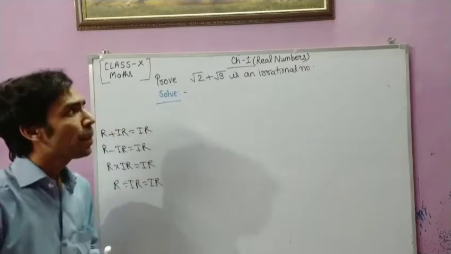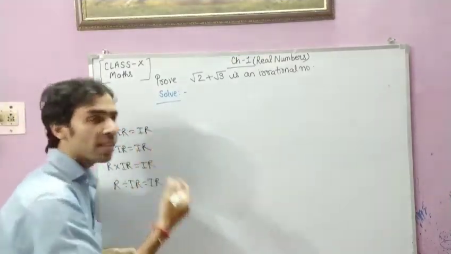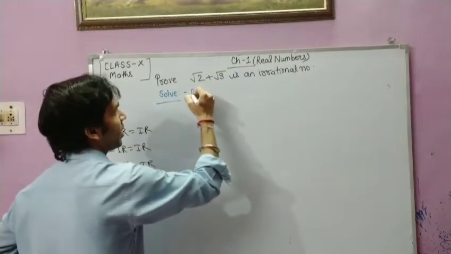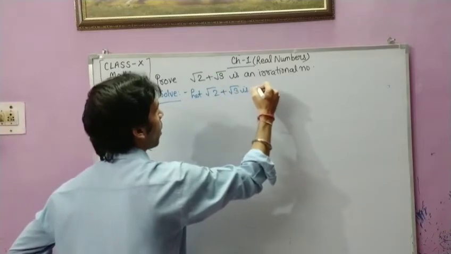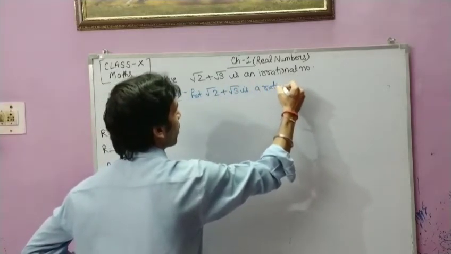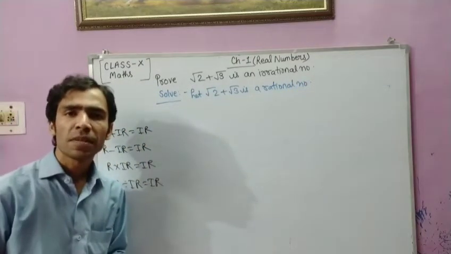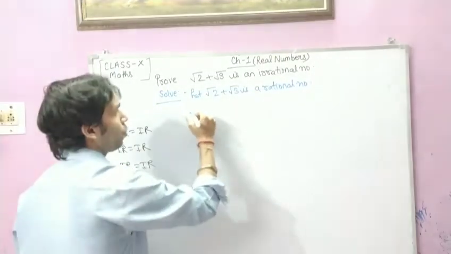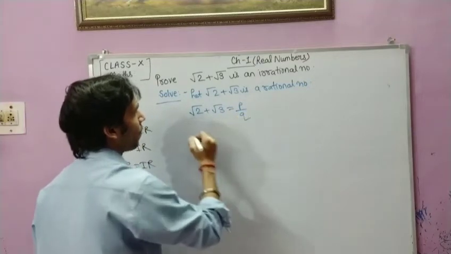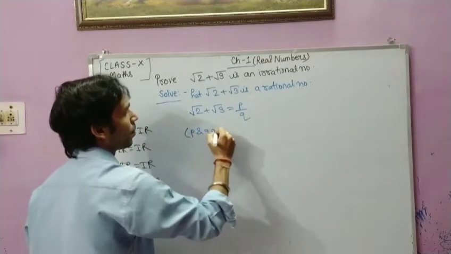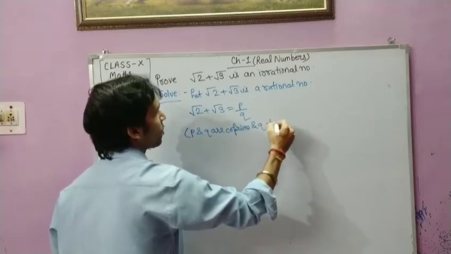So again we apply the same approach whatever we did in the previous question. Suppose again we will assume it as a rational number. Suppose root 2 plus root 3 is a rational number. So now if it is a rational number, it can be represented in p by q form. So root 2 plus root 3 can be written as p upon q form, where p and q are co-prime, and q is not equal to 0.